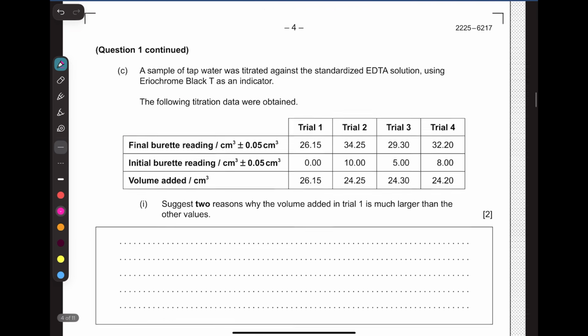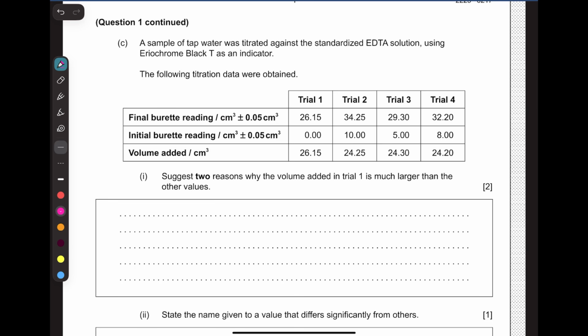Fine. Next, a sample of tap water was titrated against standard EDTA using Eriochrome Black T as an indicator. So you have the initial burette reading and the final burette readings given. And we have to suggest two reasons why the volume added in trial 1 is much larger than the other values, because in trial 1 we have approximately added 26.15 cm³ of volume. In trial 2 it's 24.25, trial 3 it's 24.30, trial 4 it's 24.20.